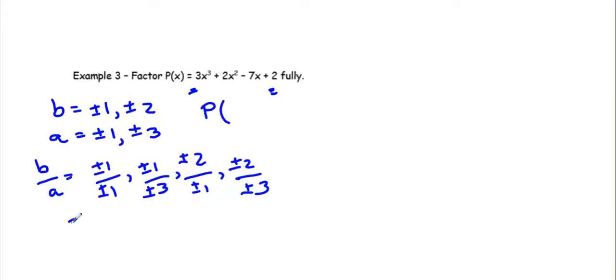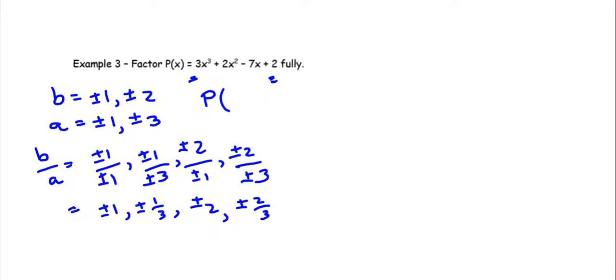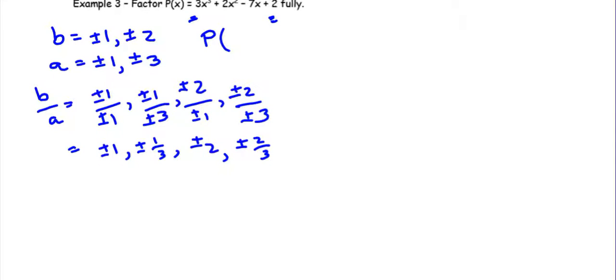So can we write those numbers? This is plus or minus 1. This is plus or minus 1/3. This is plus or minus 2. And this is plus or minus 2/3. So we know that b over a is one of these numbers. And one of them we're going to substitute in to see if we can get 0, because we would know then that that would be a factor.